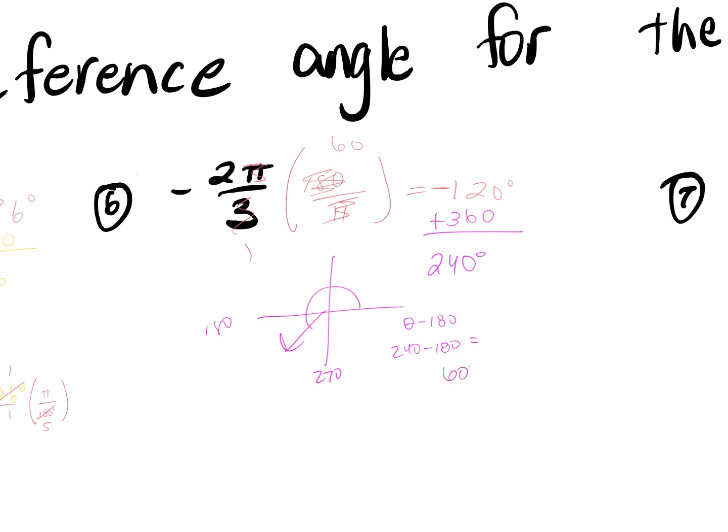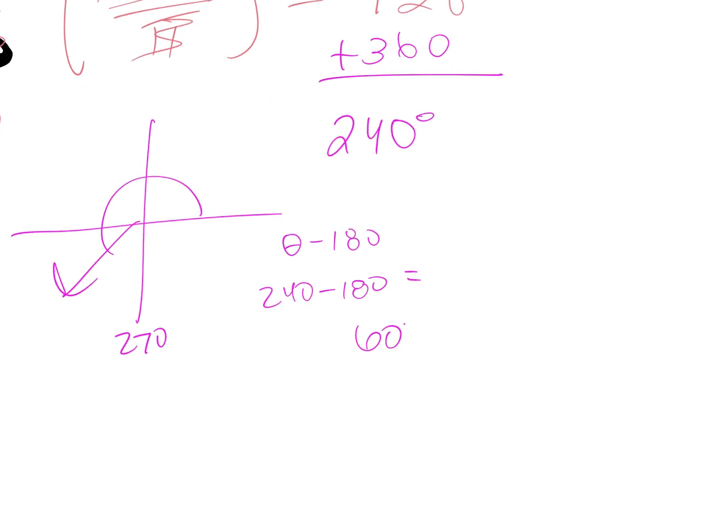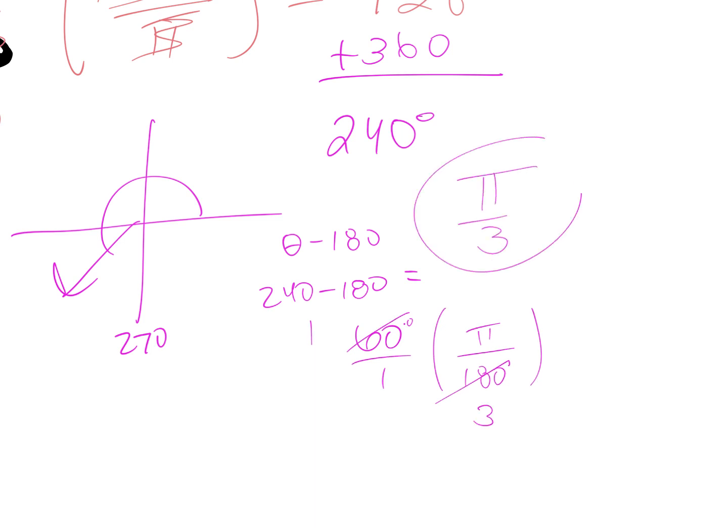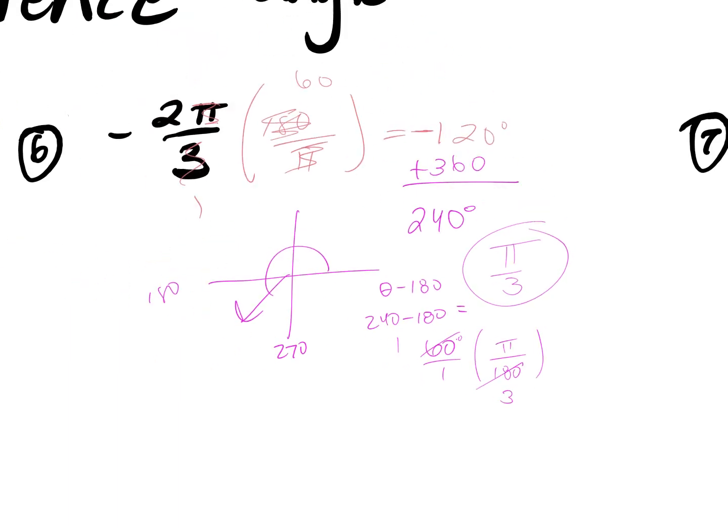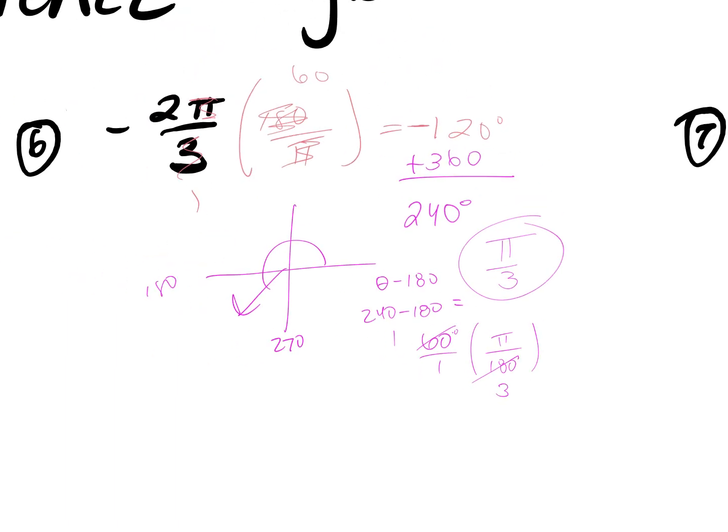Why not? I have to convert it to radians. We started off in radians. We got to go back to radians. 60 goes into 60 once. 60 goes into 180 3 times. So your reference angle is pi over 3. Your calculator for this quiz is going to make things quicker. It is not going to make things a lot easier. It's just going to make your work a little faster.